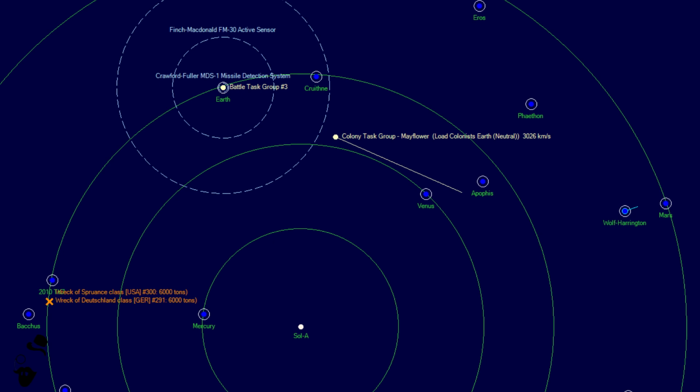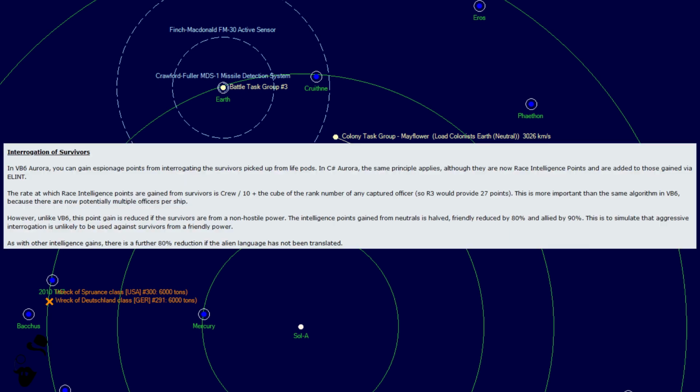Related, we have new interrogation of survivors rules. In VB6 Aurora, you can gain espionage points from interrogating the survivors picked up from life pods. In C-sharp Aurora, the same principle applies, although they are now race intelligence points, and they're added to those gained via ELINT.